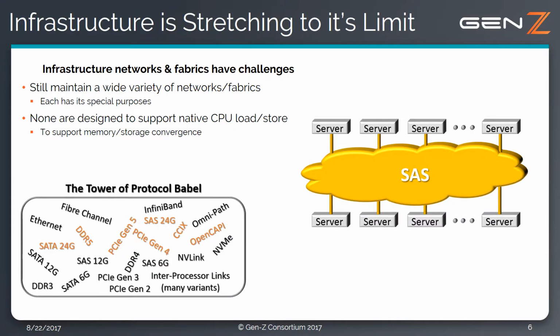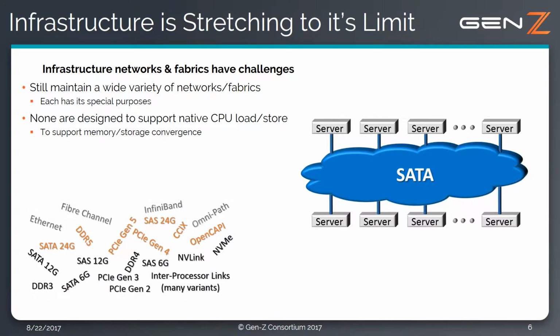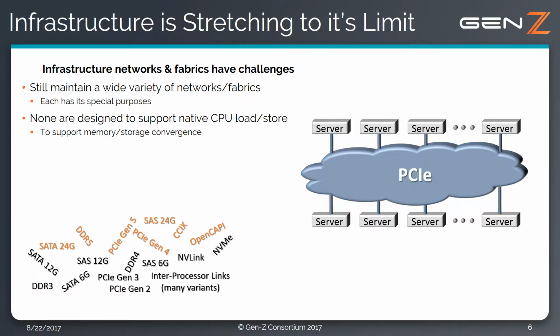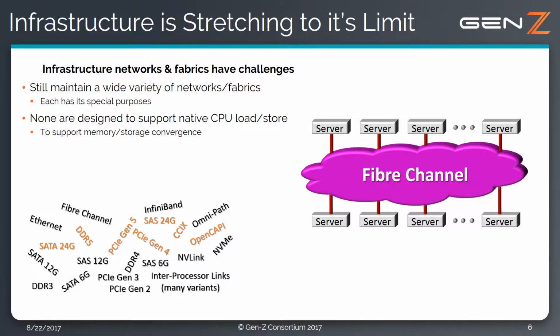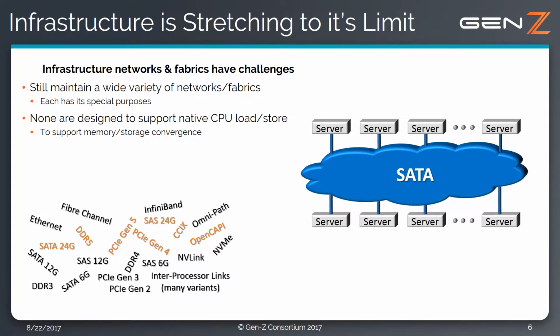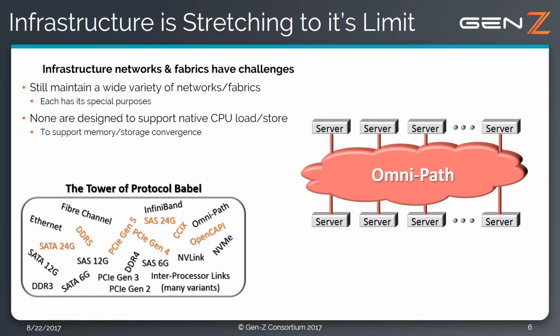We have Ethernet as a general purpose network, Fiber Channel, SAS and SATA for block storage connectivity, InfiniBand and OmniPath for high-performance computing and low-latency messaging, and even PCI Express is used in limited circumstances as a fabric technology. But each of these were created for specific purposes, and none of them behave as a true memory semantic fabric, to speak the native language of a CPU, which is load-store, read-write, reading and writing bytes and or cache lines at a time instead of blocks or messages.